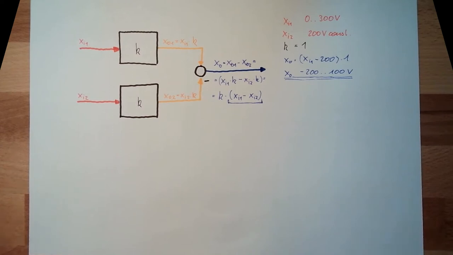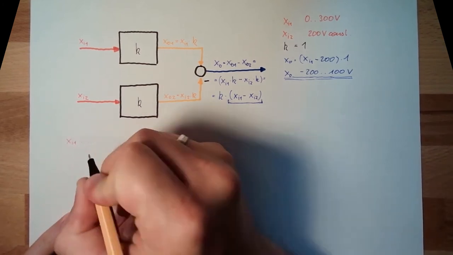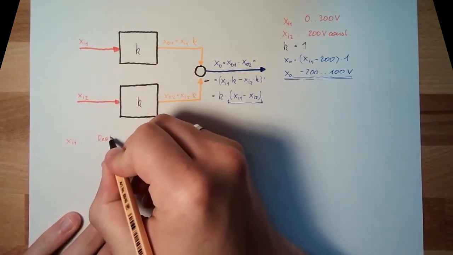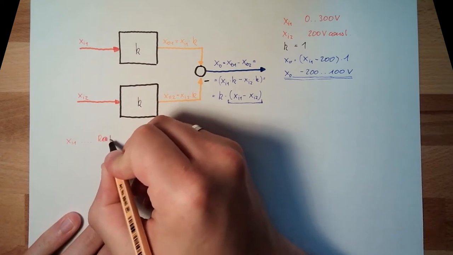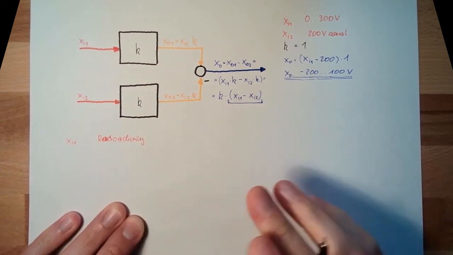A more interesting part is maybe if there is a disturbing source, and I cannot get it out. So one thing which is done: this is XI1. I want to measure radioactivity. So on XI1 I have the radioactivity of my element or whatever I want to measure.